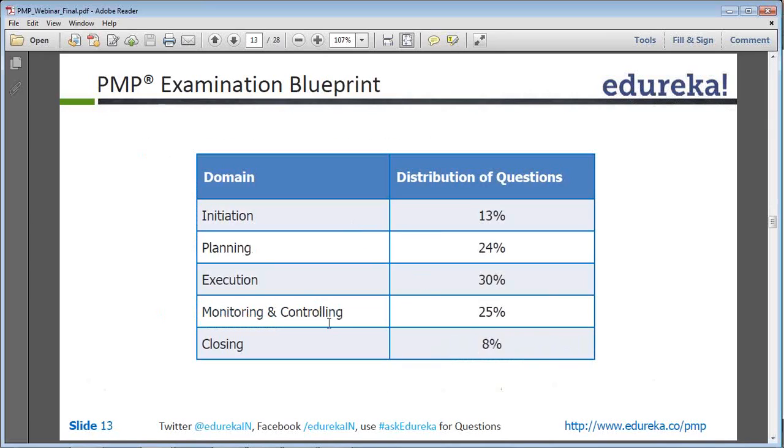Now there are 5 process groups as defined by the PMI, which is initiation, planning, execution, monitoring and control, and closing. So any project will have these 5 process groups as they are called, and 13% of questions comes from initiation, 24% from planning, 30% from execution, 25% from monitoring and control, and 8% from closing. There is a question, are the questions of same weightage? No, it is not of the same weightage.